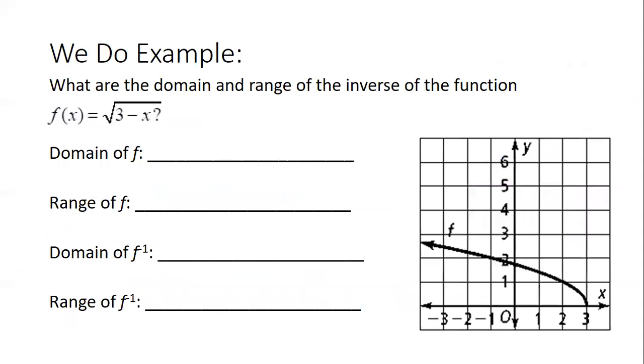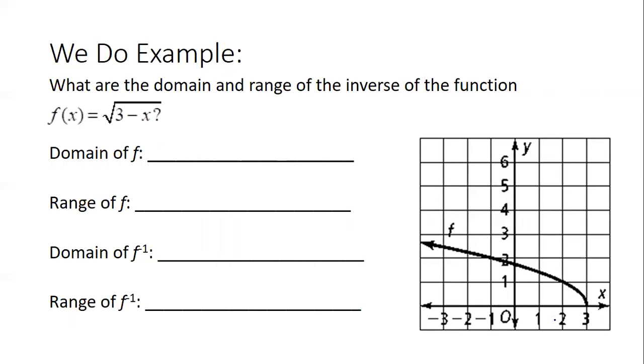Okay, so let's analyze one together. So here's our new graph. They only gave us the function, the square root function. So we have f of x equals the square root of 3 minus x. And it wants us first to define the domain. So looking at this function, what is my domain?